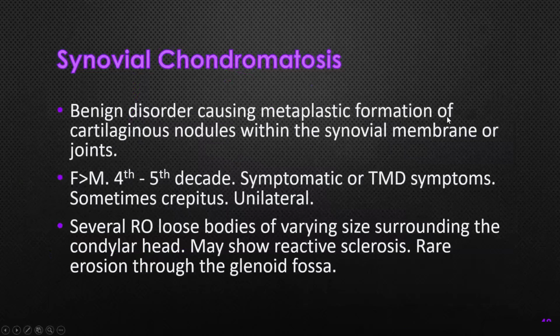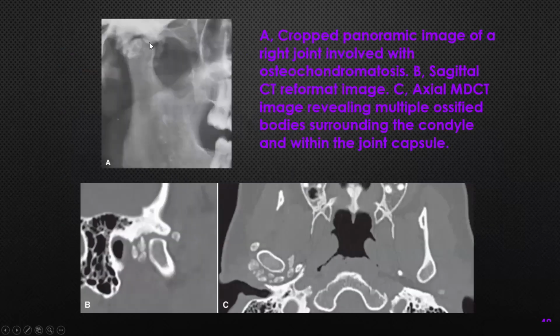Now we'll go a little bit into synovial chondromatosis. This one is more of a tumor. It's a benign tumor that accumulates in the joint and causes those discrete pebble-like calcifications. So looking at this cropped panoramic image, why would I say that's synovial chondromatosis? They call it osteochondromatosis, but synovial chondromatosis opposed to those other ones.